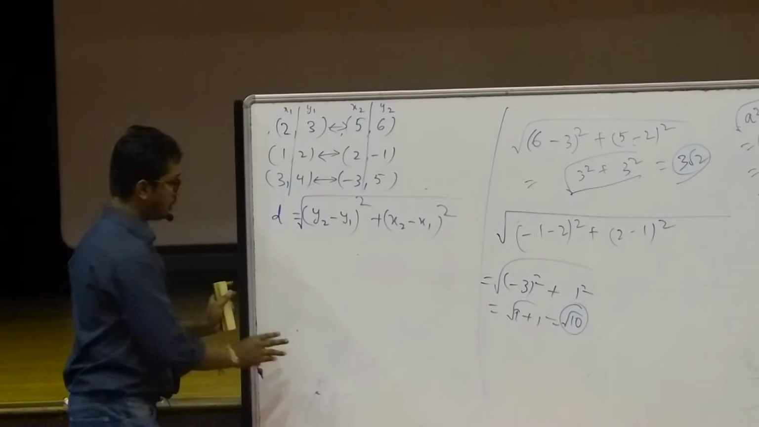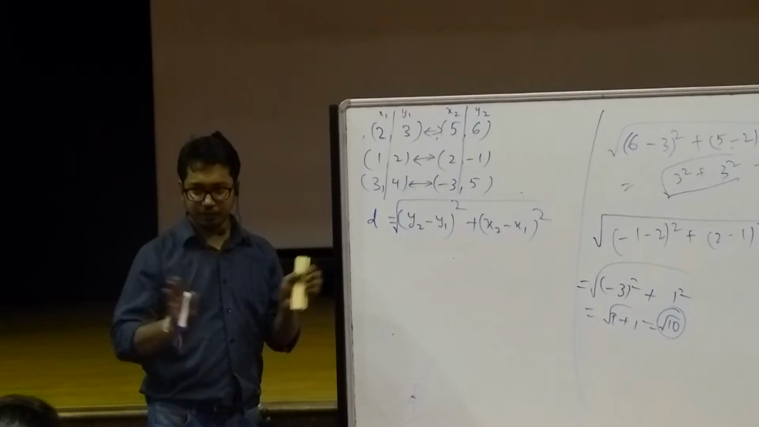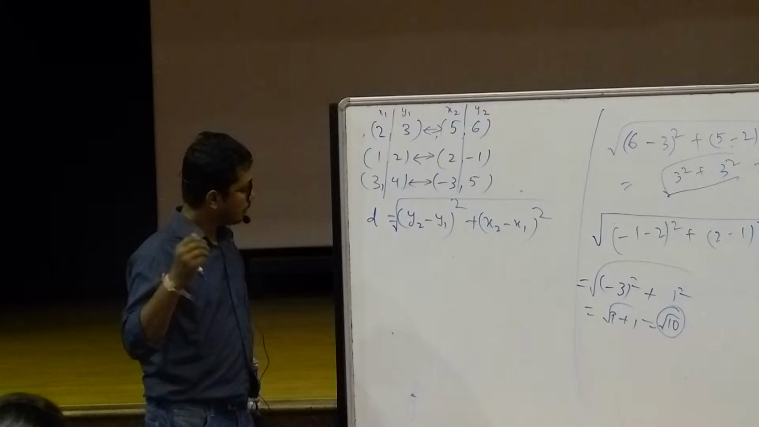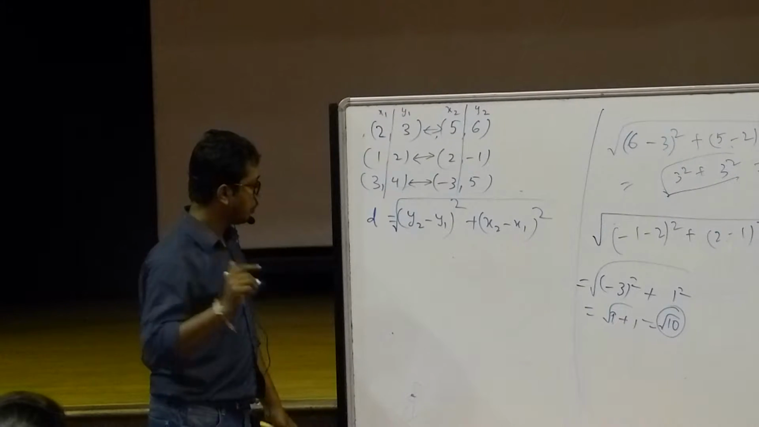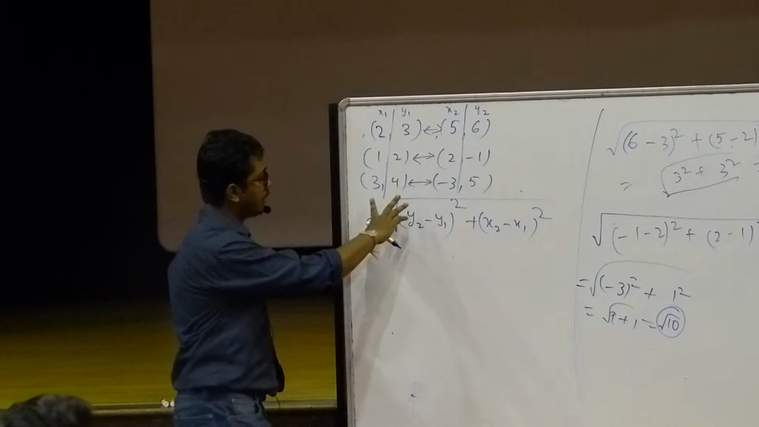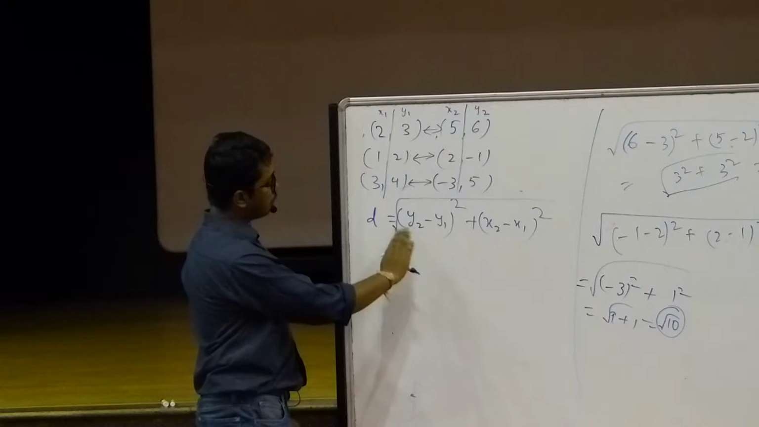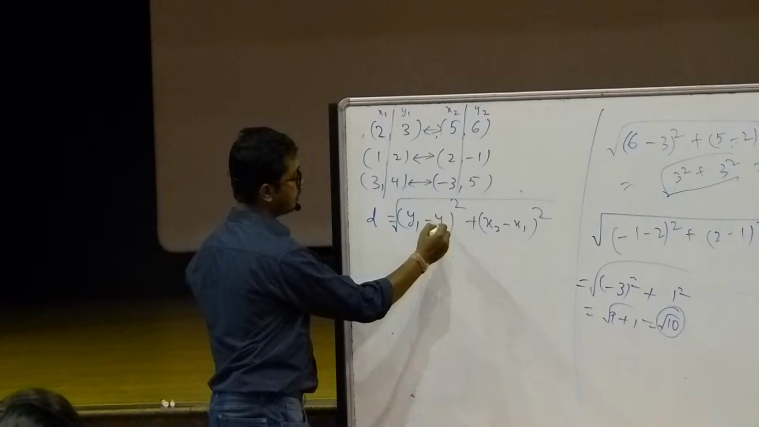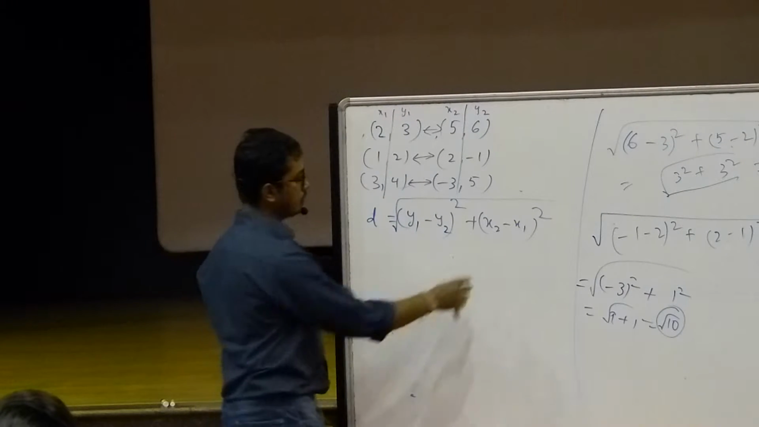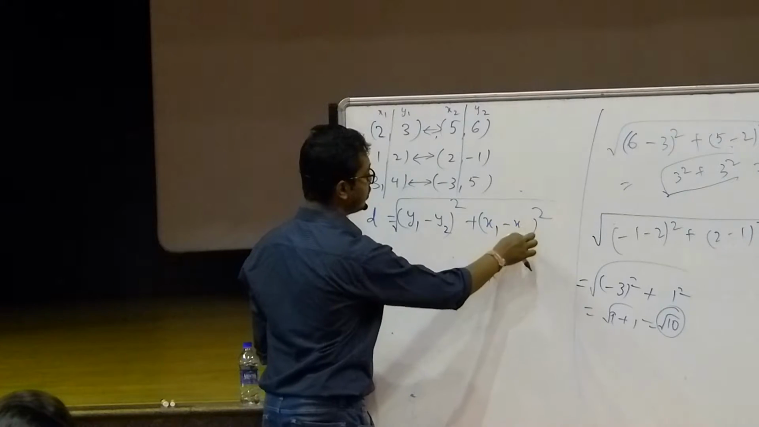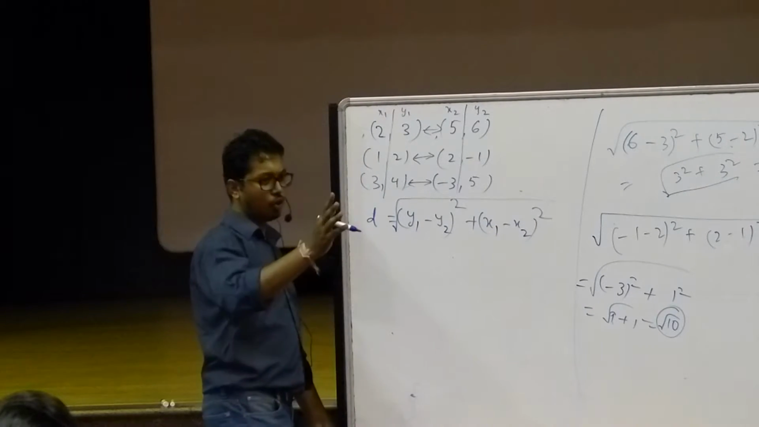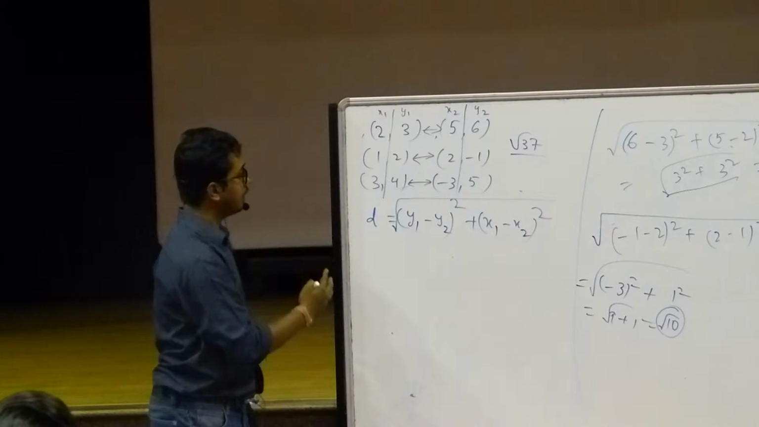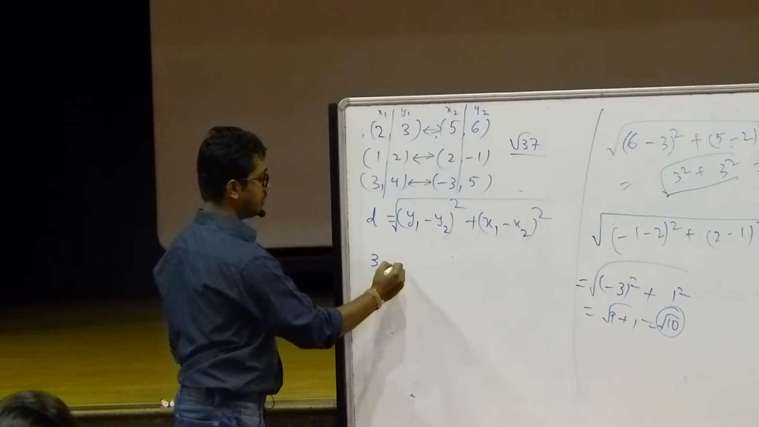So guys, hold on. Now you know. I'll tell you what the homework is for you. But let's look at this. If I exchange y1, y2, x1, x2, what happens? You all have got the answer, root 37. Let's see what happens here. 3 minus 6, minus 3.